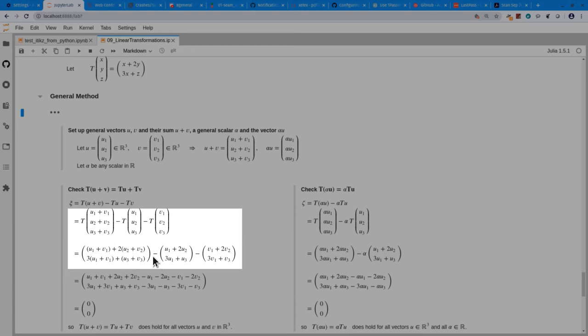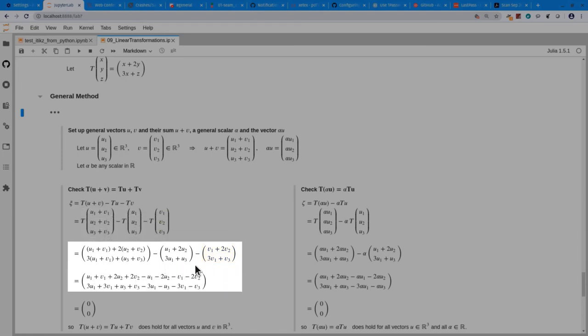Then I want to subtract off T applied to u. And again, first slot, second slot, first slot plus 2 times the second slot, that's the first entry, and 3 times the first slot plus the third slot, that's the second entry. And finally, T applied to v in exactly the same way. So now I have vectors that I have to simplify. Pulling all of the entries together into a single vector, this is the expression I get.